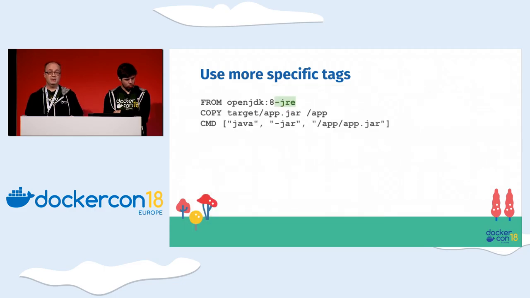In this case, we only wanted the runtime. So instead of using version 8, we used the JRE version, which only contains the runtime, image is smaller, only ship what you need. We can even do better. There's variants that are smaller in size.